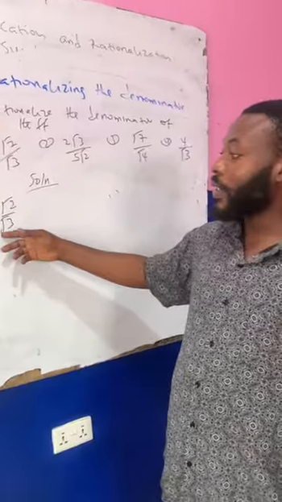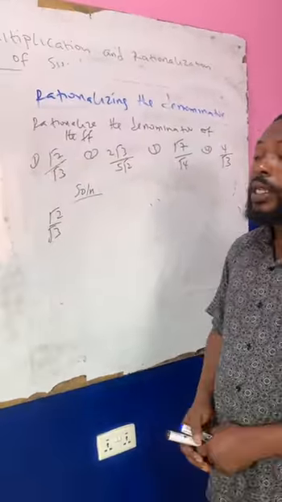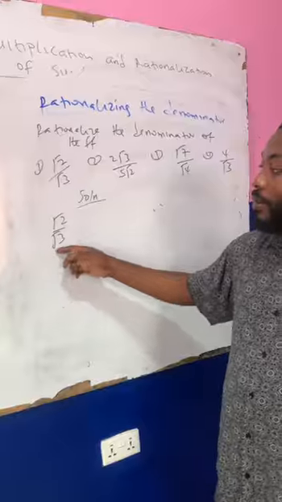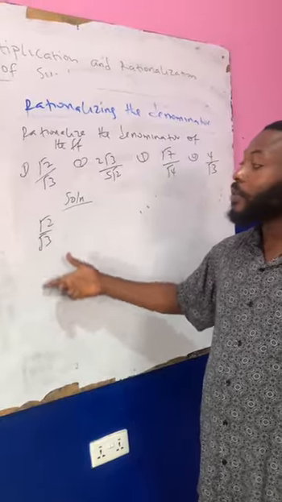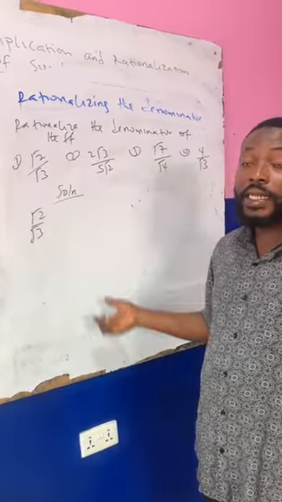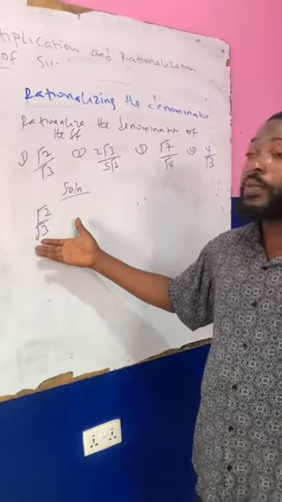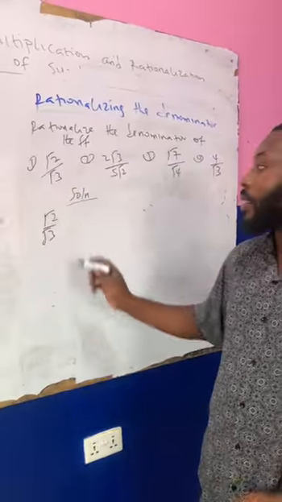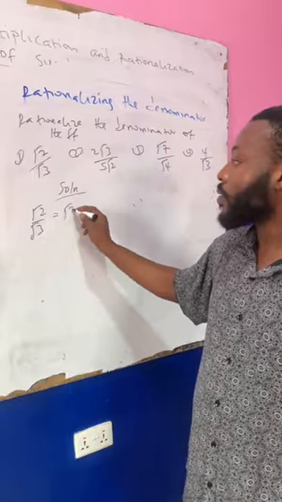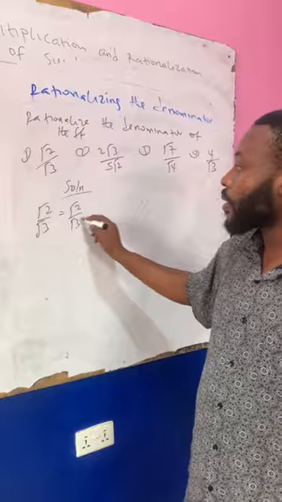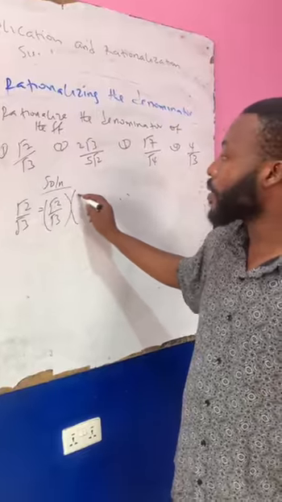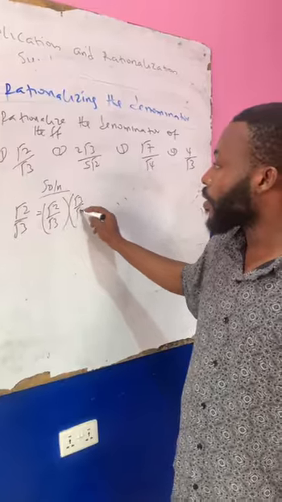Because you want to rationalize the denominator, it means I want to make it a real number, an integer. You want to get rid of the square root. Then all you have to do is multiply this one by itself, because if you multiply a surd by itself, you get an integer, right? But whatever you do to the denominator, you do the same to the numerator. So this is going to give us root 2 over root 3 times root 3 over root 3.